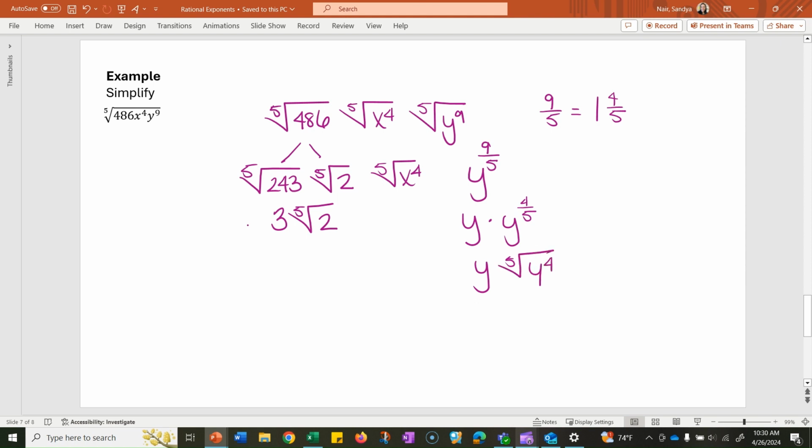Now, just like before, we're going to combine everything that's on the outside. So we have 3, and then we have y. And then under the fifth root symbol, we have this 2, and we have our x to the fourth, and we have our y to the fourth. So this is now our fully simplified answer.